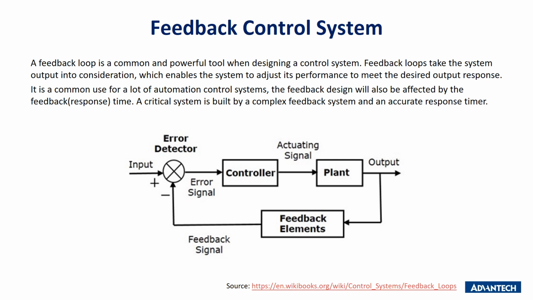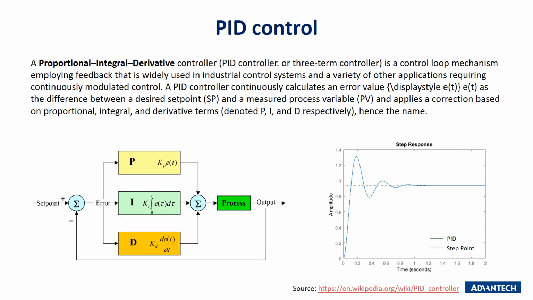to do smooth control. A proportional, integral, derivative controller, i.e. PID controller or three-term controller, is a control loop mechanism employing feedback that is widely used in industrial control systems and a variety of other applications requiring continuously modulated control. The image on the right-hand side shows you the difference between PID and normal control. You can see the PID control will auto-adjust the response curve. It can make the control system smoother.